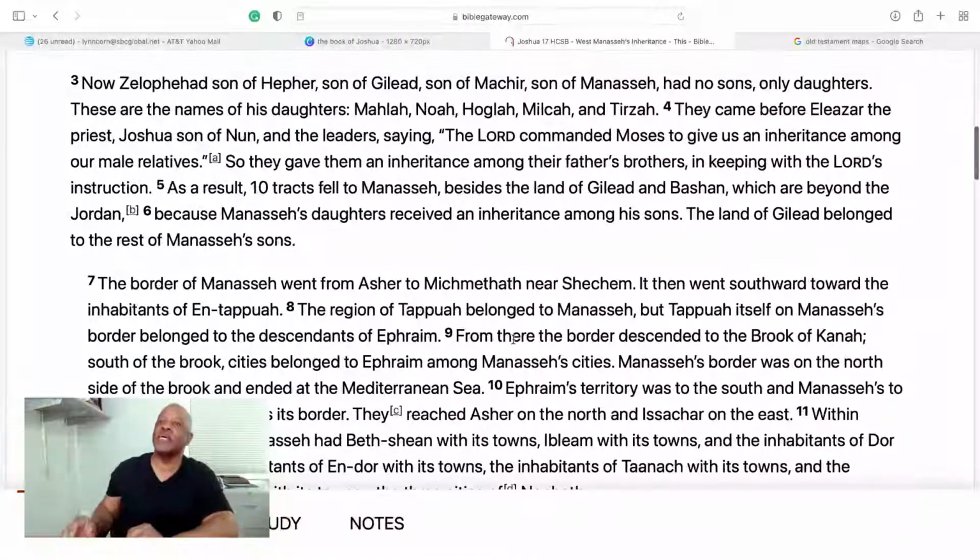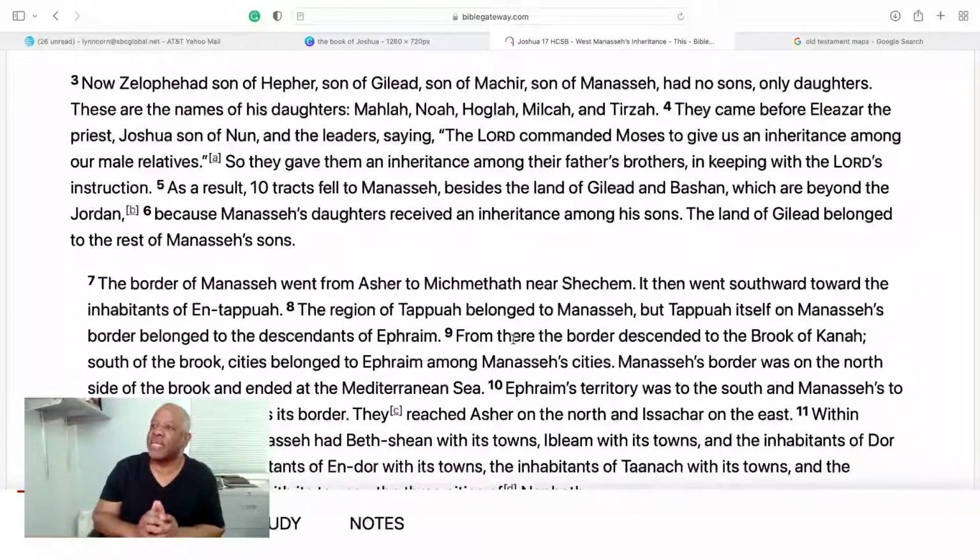Now verse 3. Now Zelophehad, son of Hepher, son of Gilead, son of Machir, son of Manasseh, had no sons, only daughters. These are the names of the daughters: Mahlah, Noah, Hoglah, Milcah, and Tirzah. Now, if you remember this story, let me read it first.